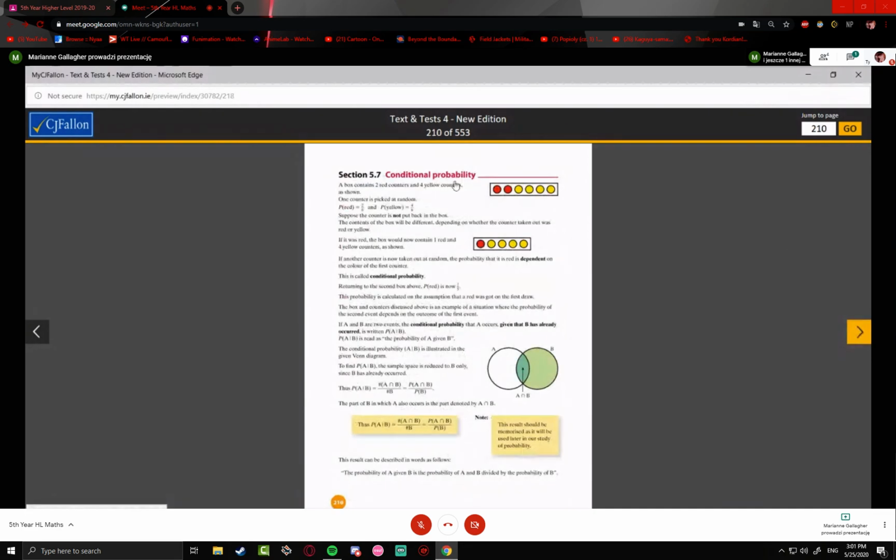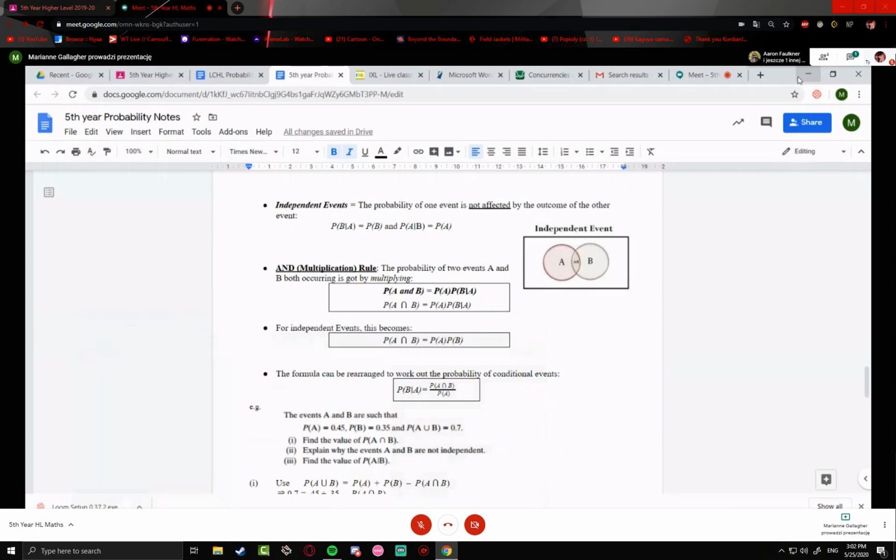But where it gets more complicated is conditional probability, where one depends on the other. So if you're taking counters out of a bag, say you start with 2 red and 4 yellow.